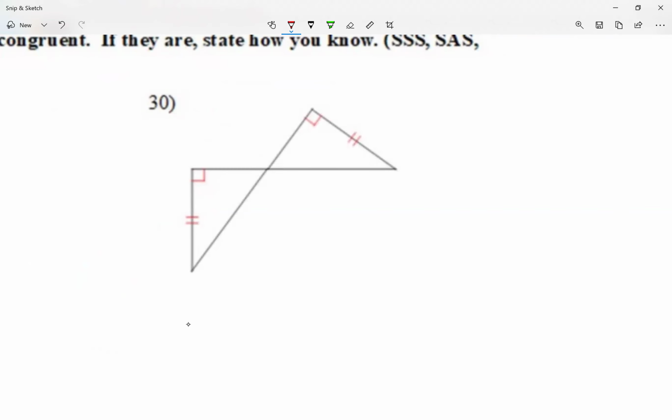Take a look at number 30. These two angles I can mark because of the vertical angle theorem. I see this triangle here. Two of something, two angles or two sides. In this case, I see two angles. Is the side in between the angles? In between would be right there. Is the side in between the angles? No. So I'm going to put it right there.